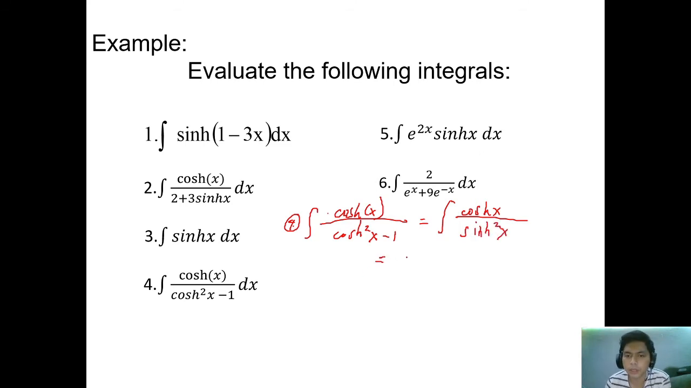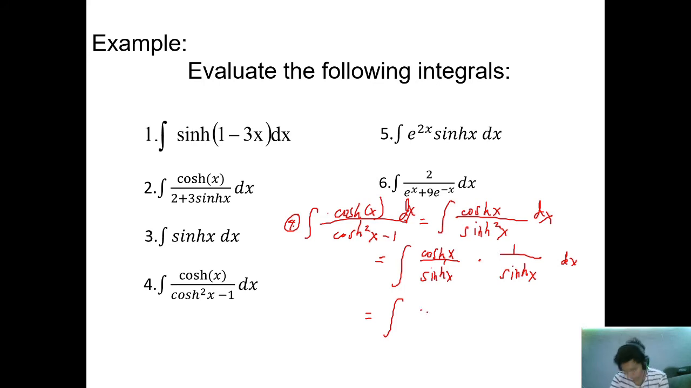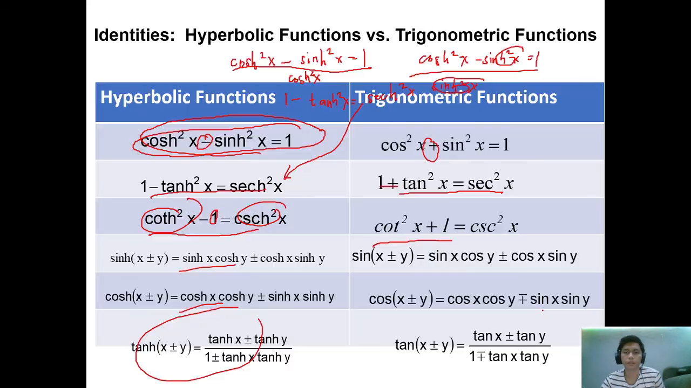Okay, that's equivalent to, if we separate that, cosh x over sinh x times 1 over sinh x dx. Why do we forget dx? Sorry. So that's cosh over sinh, it's coth, right? Yes, coth, because sinh over cosh is tanh. So this is coth x times 1 over sinh, it's csch x dx. So remember that this is actually one of the integration formulas.